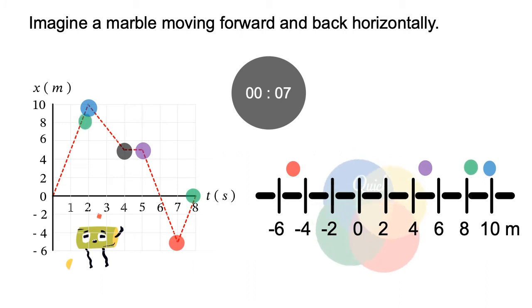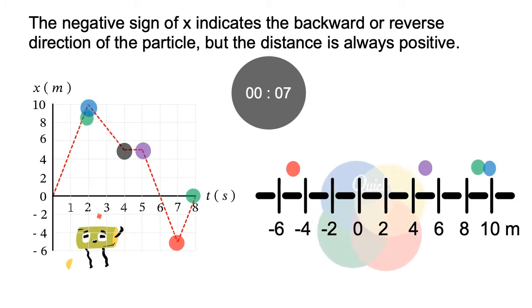On your left is the given graph, and on your right is an illustration of the real event of a particle which both started and ended at the same time. The negative sign of x indicates the backward or reversed direction of the particle, but the distance is always positive.